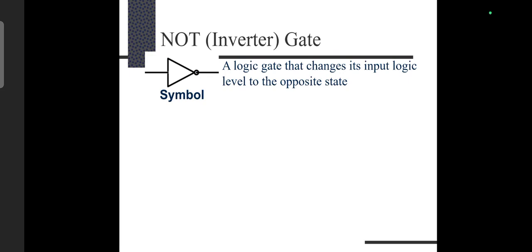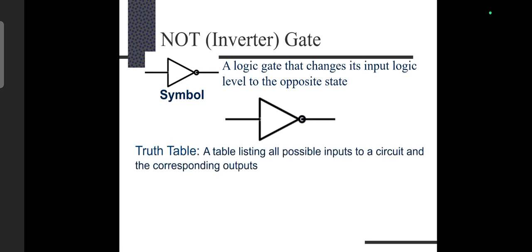Now let's look at the NOT gate. So here we can see the inverter gate symbol diagram. It is similar to a diode, where we replace the cathode by a bubble. It is a logic gate that changes its input logic level to the opposite state. That is the basic operation behind this inverter gate. So now we will discuss in detail the inverter gate.